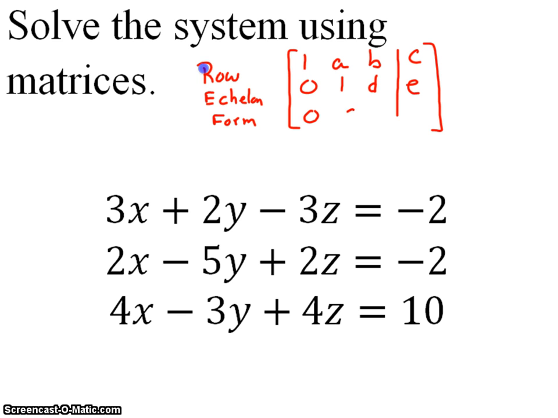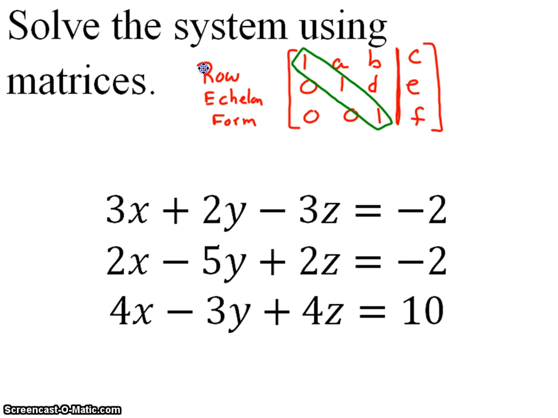are all ones. Now I'm just using letters A, B, C, D, E, and F to indicate real numbers. They could represent any numbers, but the diagonals must be all ones. And then from this we're going to be able to come up with a new system of equations which is equivalent to the original system, and we'll be able to back substitute. Okay, so that's the goal, is row echelon form.